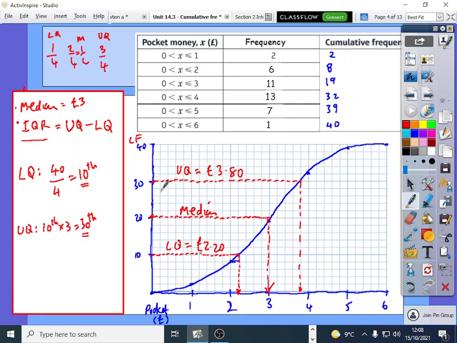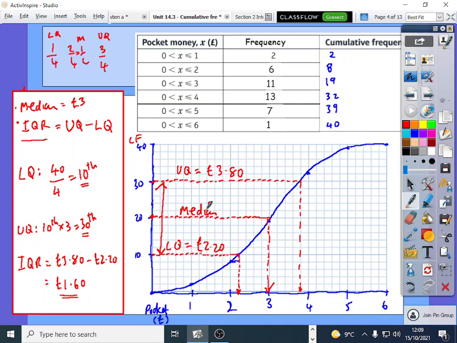So my interquartile range, which is the range between my upper and lower quartile, will be £3.80 subtract £2.20, and I'll end up with £1.60. So this tells me how spread out the money is between my top quartile kid and my lower quartile kid, or the difference in their pocket money.